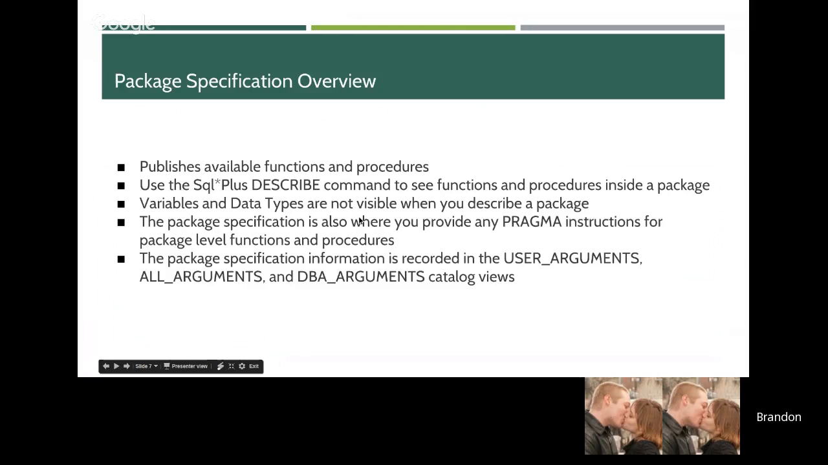Now, what it won't do is list the variables and data types. Those are not visible using the describe command of a package. You actually have to go look at the column level data to get that information. Also, the package specification is where you will provide any pragma instructions for package level functions and procedures. And the package specification information is recorded in the USER_ARGUMENTS, ALL_ARGUMENTS, and DBA_ARGUMENTS catalog views.